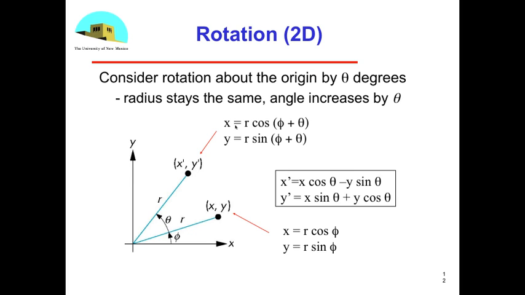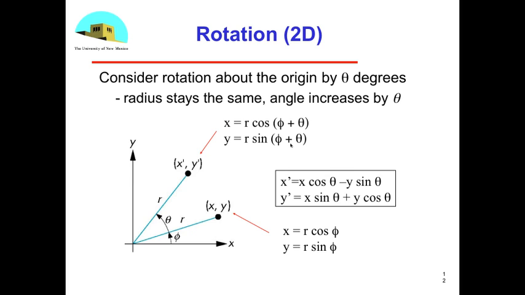The new x, now converting back to rectangular coordinates, rectilinear coordinates, this is x prime, y prime, was the old x. What was the old x? The old x was r cosine phi, but I've added an angle theta to it, and the new y is r sine of theta plus phi, because I've added theta to the angle.